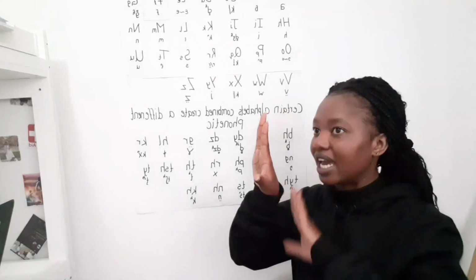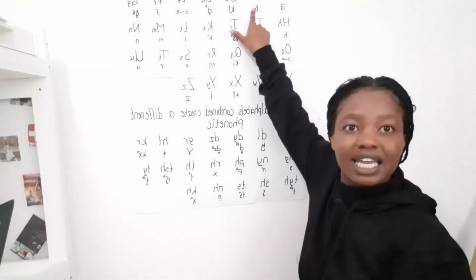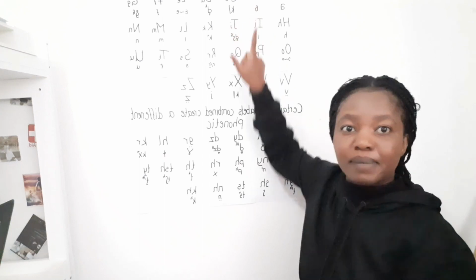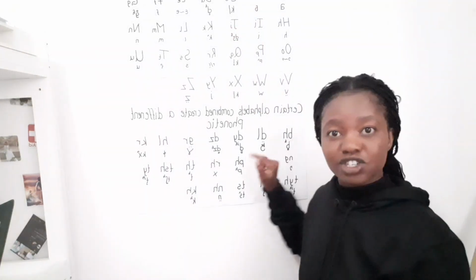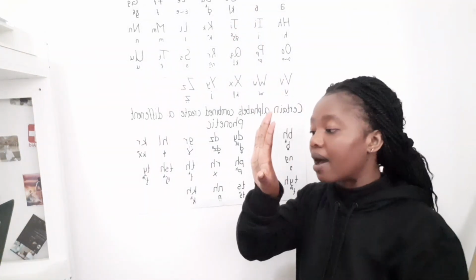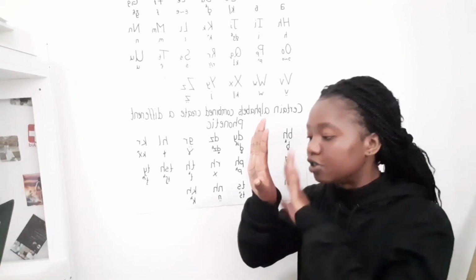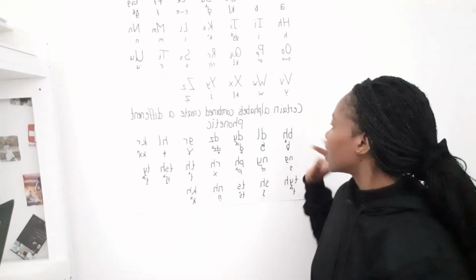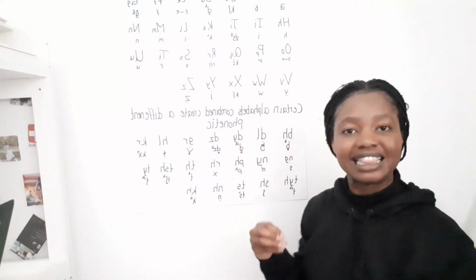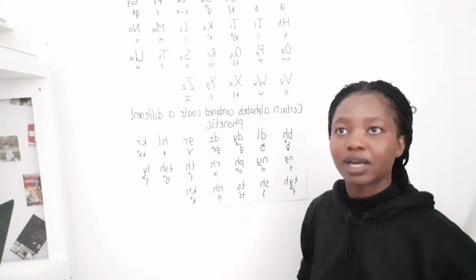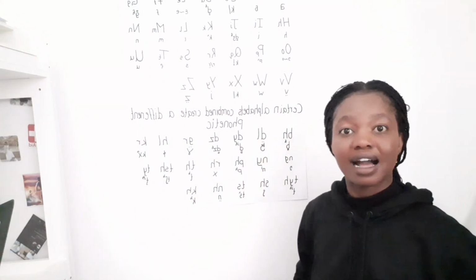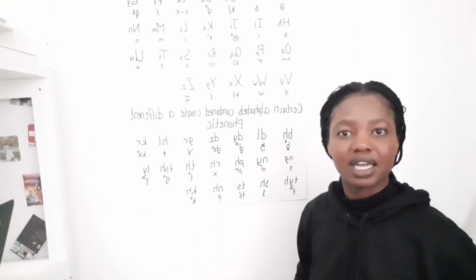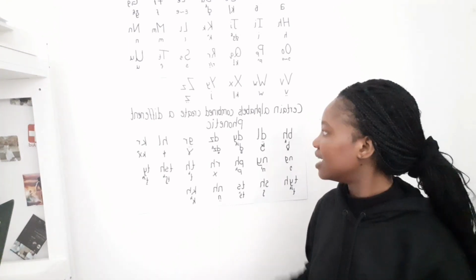Make sure there's no air that comes through. That's when you are saying the B. But when you're saying the BH, make sure there's air that comes out. B, B, B. You can literally feel it. B, B. Okay. DL. An example for a word there would be zala, meaning play, right?